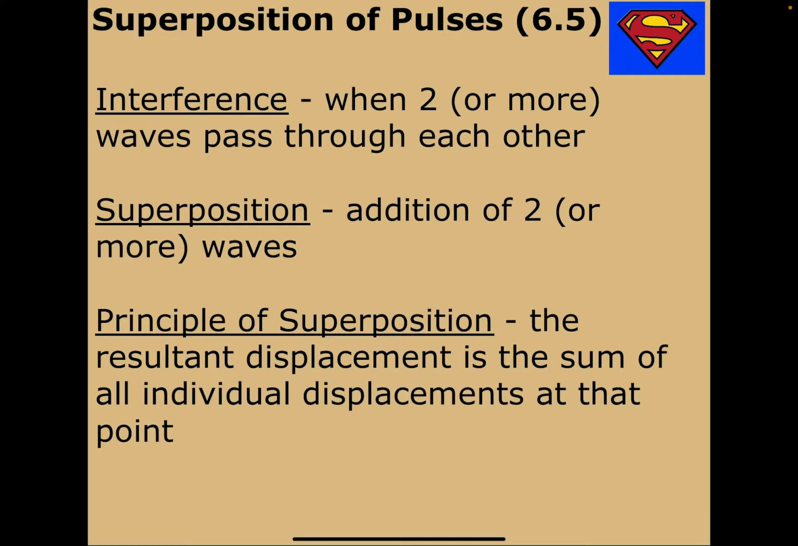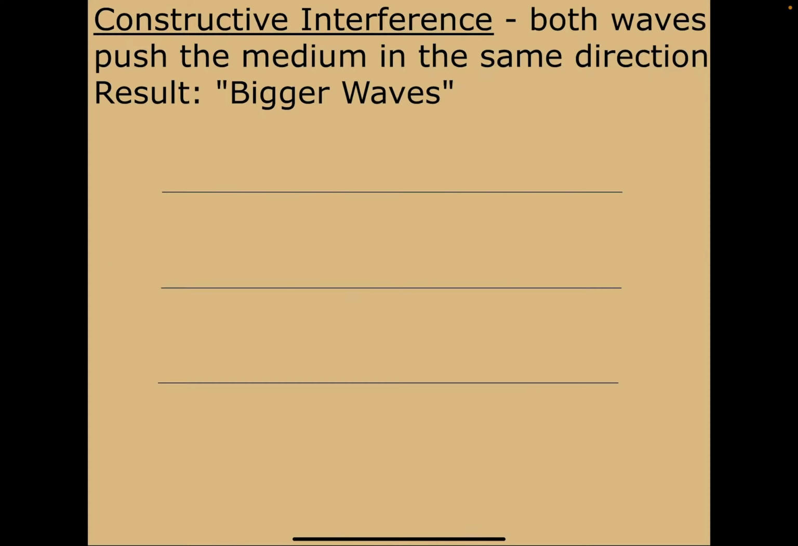But the principle of superposition is the resultant displacement of the medium that we're talking about is the sum of all individual displacements at that point. All right, just kind of note that, and then as we go through this, it'll make sense. So constructive interference is this.